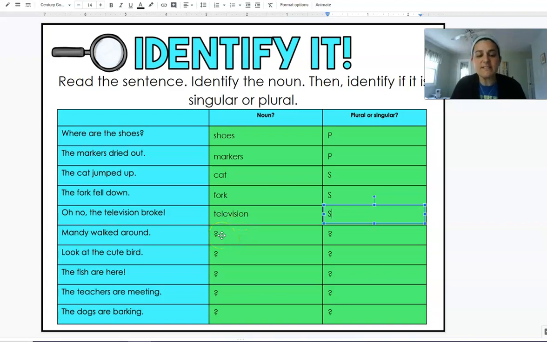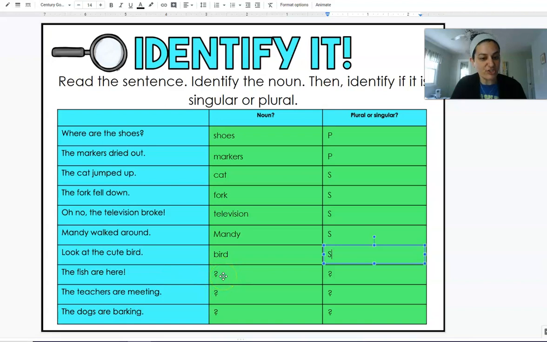Okay, the next sentence is Mandy walked around. When I think about that sentence, it's a little different. Is there a person, place, or thing in there? Oh, yes, it's Mandy. That is the noun. So it's a person. And I'm going to write her name, Mandy, and there's only one Mandy, so that is a singular noun. Look at the cute bird. Okay, the noun in here is bird, and there's only one, so we say it is singular.